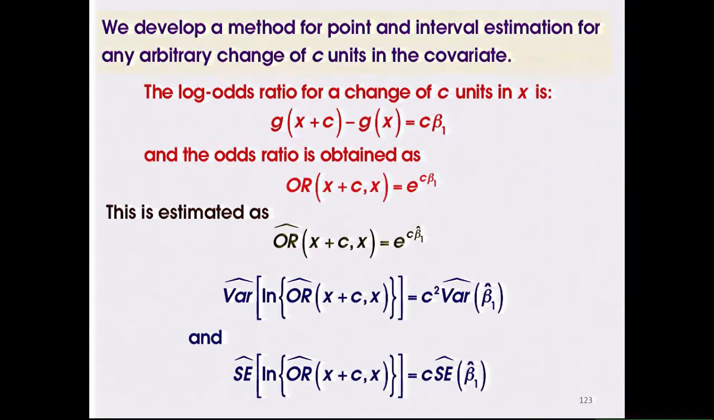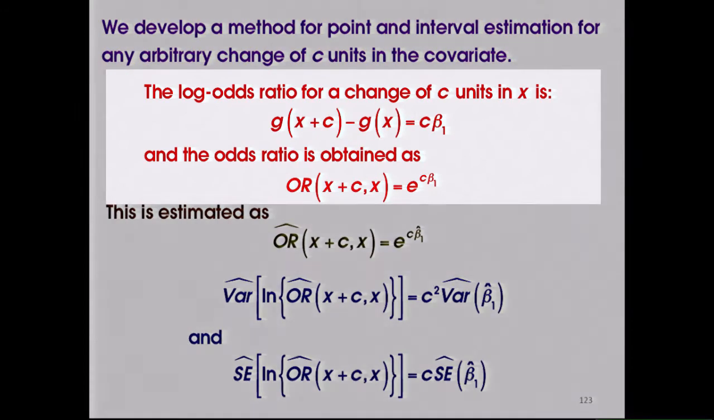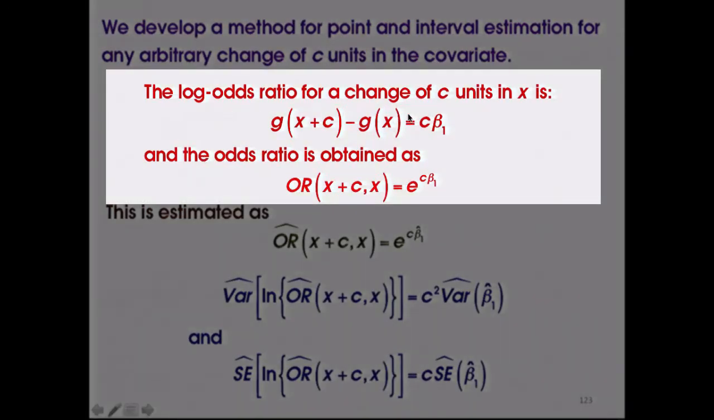So to develop a method for point and interval estimation for any arbitrary change of c units in the covariate, what we simply note again is that the log odds ratio for a change of c units in x is just the logit difference. The logit when x is x plus c as compared to the logit when x is equal to x. So the logit difference is c times beta 1. And the odds ratio is estimated as e to the c times beta 1.